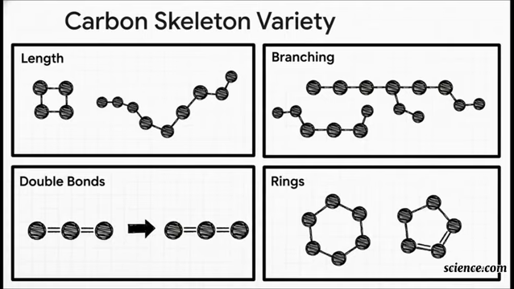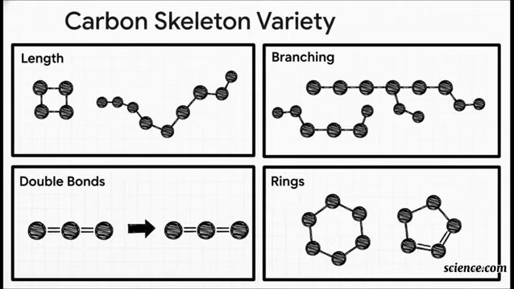All of that molecular diversity comes from 4 main variations. You can change the length of the chain, making it short or incredibly long. You can have straight chains, or you can add branches. You can change the position of double bonds, which totally alters a molecule's shape and properties. And finally, you can have the skeletons loop back on themselves to form rings like we see in sugars and steroids.